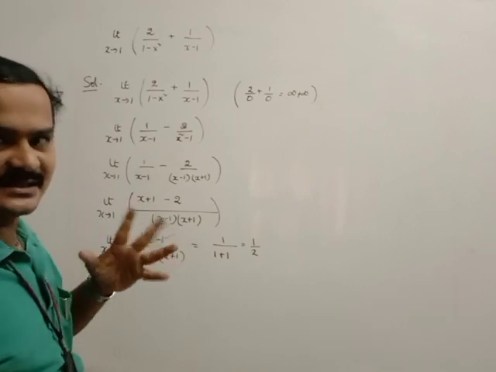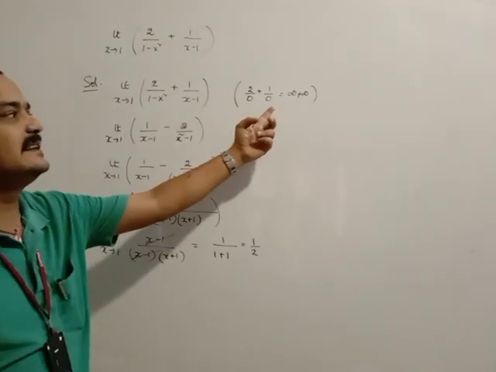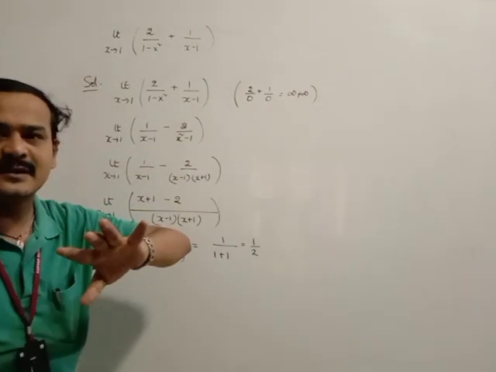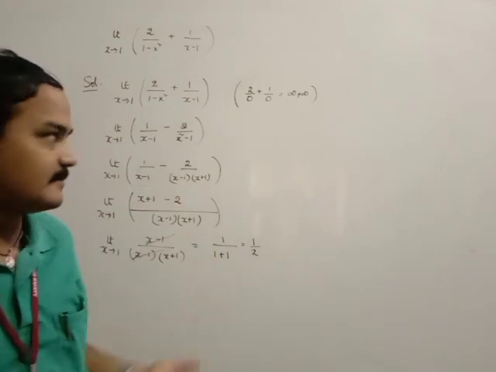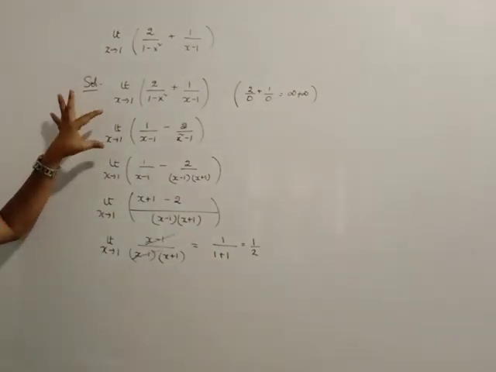Infinity plus infinity summation is not possible, so it is an indeterminate form. If an indeterminate form comes, you need to simplify using another method. So first of all, I am going to use this method.